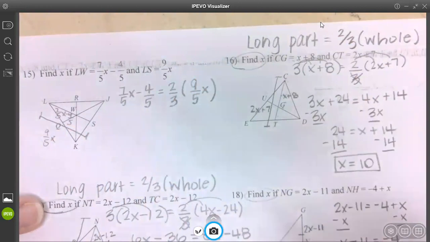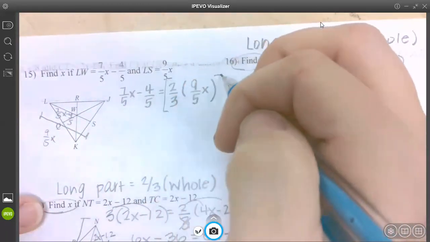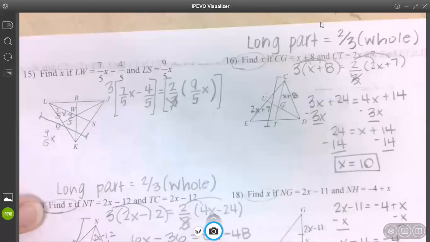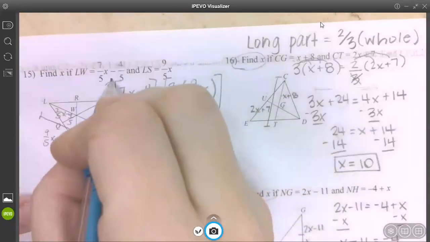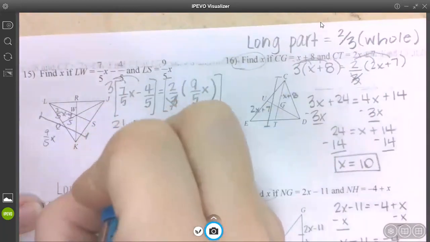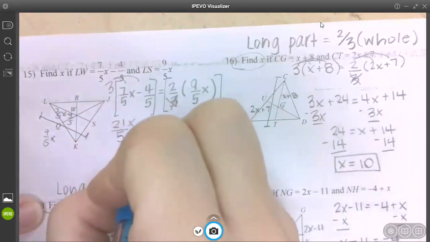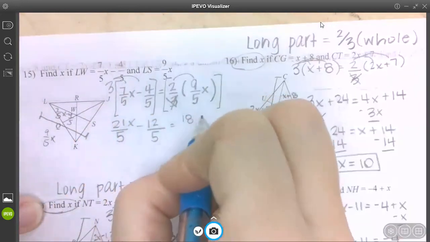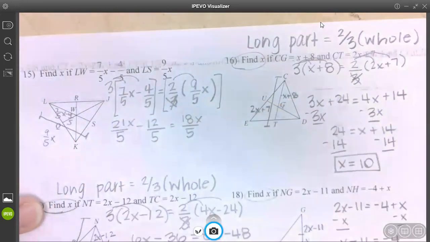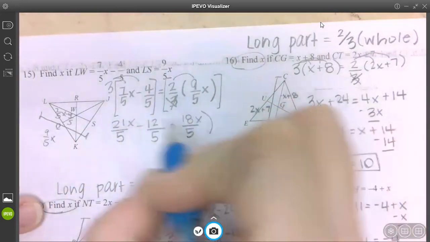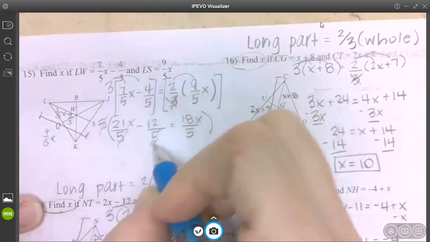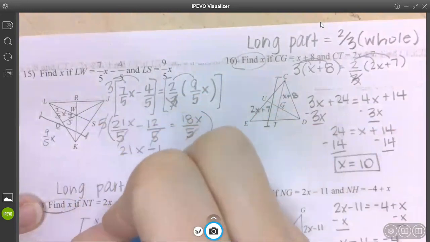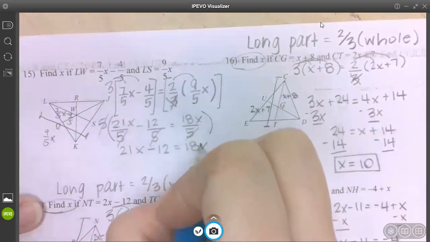Right. So just like the last ones, multiply both sides by 3 to get this one to cancel out. When I distribute, I get 21x over 5 minus 12 over 5. Just like the last one, distribute your 2. I get 18x over 5. And you can see that they all have 5. So we're going to multiply by 5, which will cancel all these denominators out. And the equation you're solving is 21x minus 12 equals 18x.